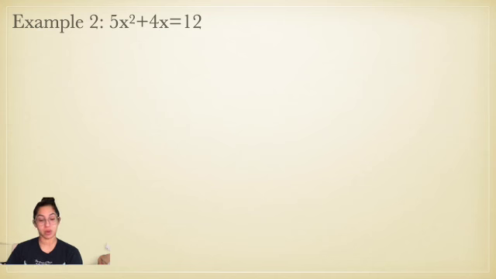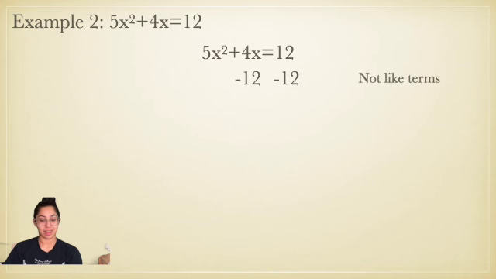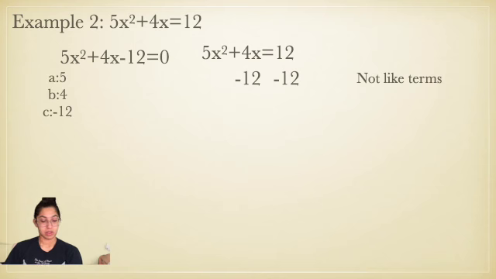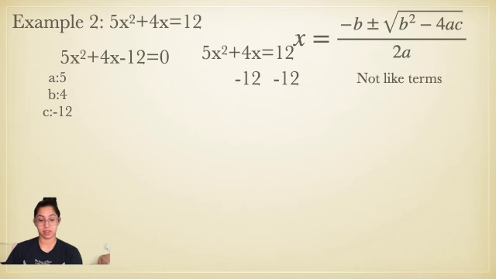Okay, so 5x squared plus 4x equals 12. Ooh, we got an issue that 12 is on the wrong side. So I need to move this guy over by subtracting 12, subtracting 12. These are not like terms. So I end up with 5x squared plus 4x minus 12 equals 0. I take out a, b, and c: 5, 4, and negative 12. I have my equation. Get rid of this and this and this.